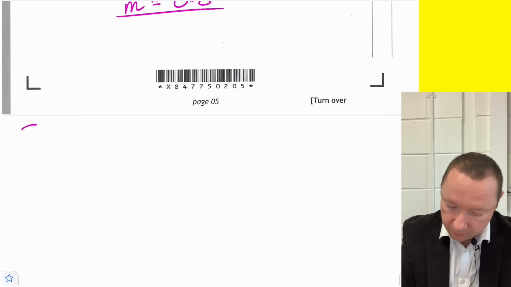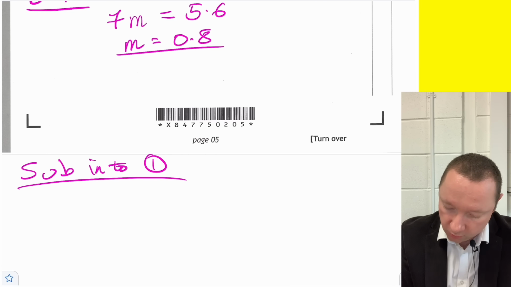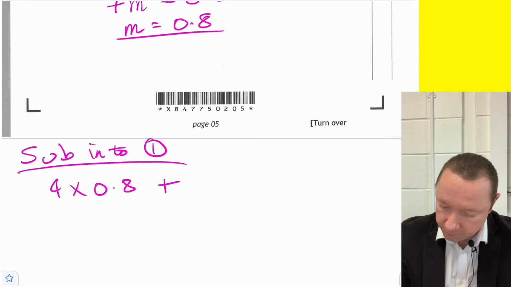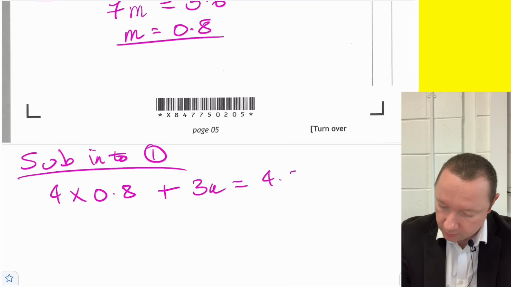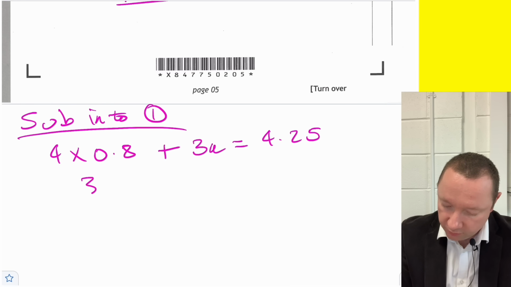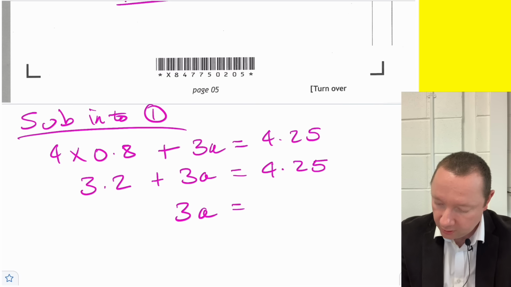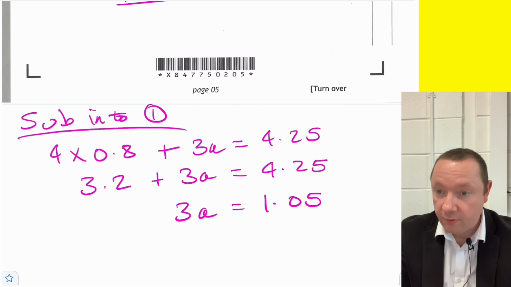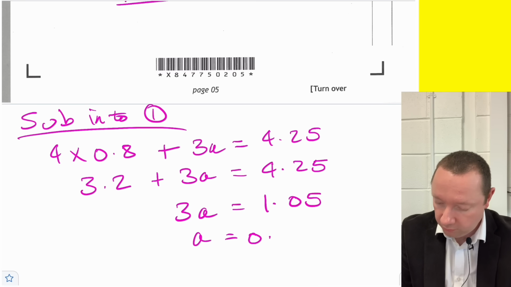So sub into 1. Let's just remind ourselves of the equation. We've got 4m, so it's 4 times 0.8 plus 3a equals 4.25. That gives you 3.2 plus 3a is 4.25. So taking away 3.2, 3a is 1.05. And dividing, of course, by the 3, we get a equals 0.35.